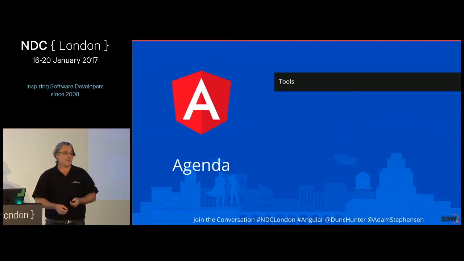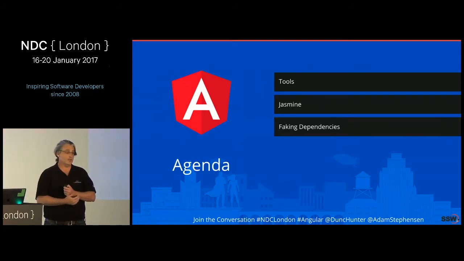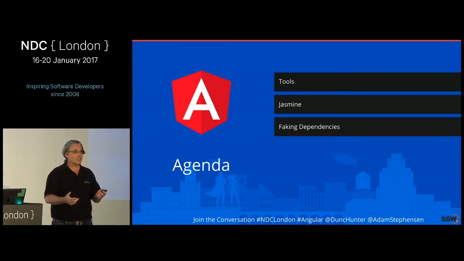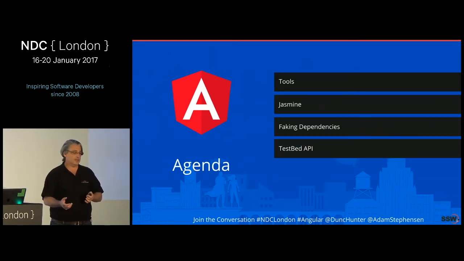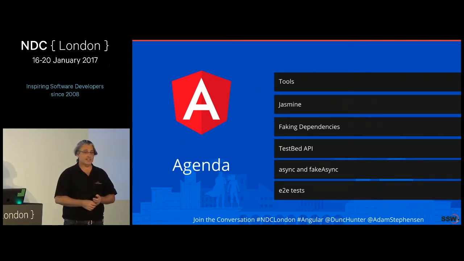So our agenda for today, we're going to have a look at the tools that you use to write unit tests. We're going to have a look at Jasmine. We're going to talk about then the 3 biggest challenging areas around testing, which is faking dependencies and about the Testbed API, which is a new API that the team's included in Angular 2, which is really going to help you with your tests. And the real challenges around programming and how do you test asynchronous code. And then we're going to have a look at some end-to-end tests.